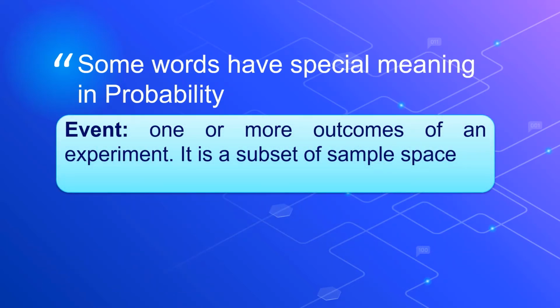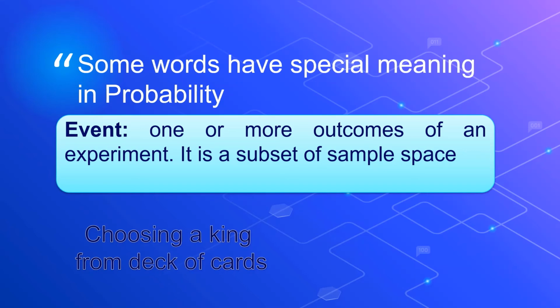Next term we have event. Event is one or more outcomes of an experiment. It is a subset of sample space. Ibig sabihin nito, pwedeng isa ang outcome or pwedeng marami. Depende sa event or sa subset na hinahanap natin in the sample space.